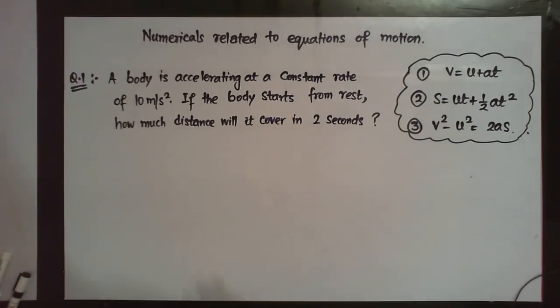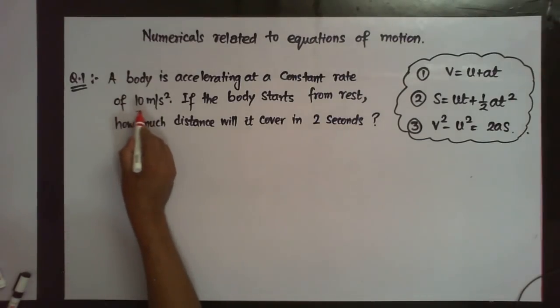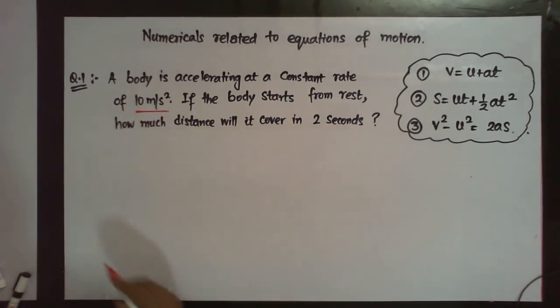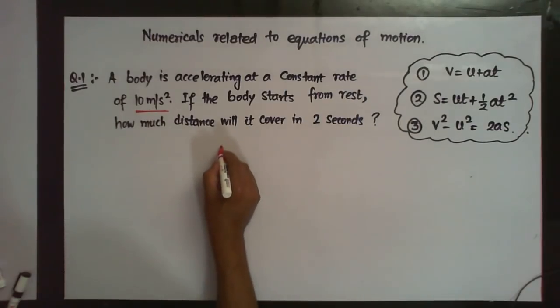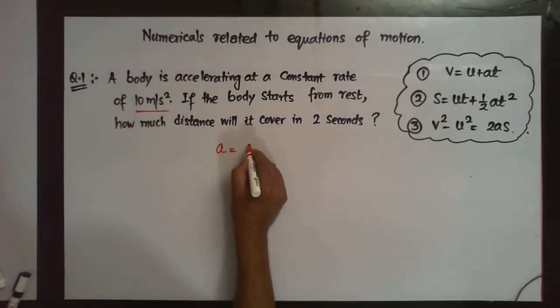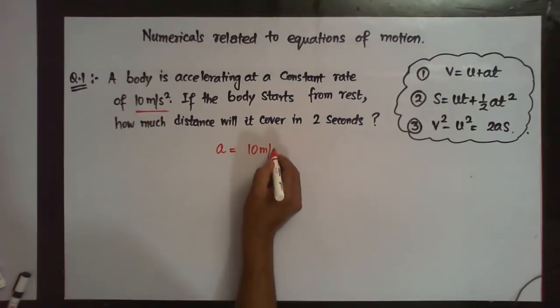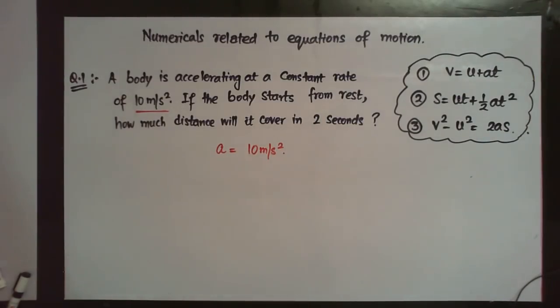Now please look at this question. I have written a question on the board. A body is accelerating at a constant rate of 10 meter per second square. So what are the things given? Acceleration is given, 10 meter per second square.